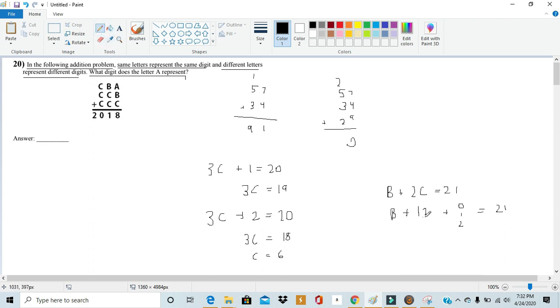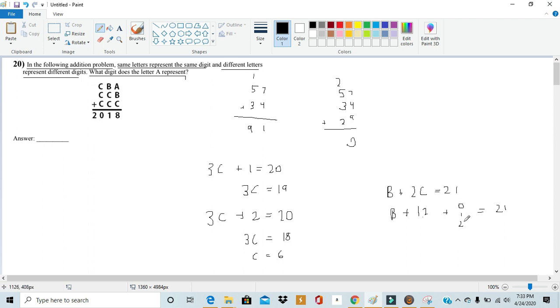So from there we can see a couple of things. If 0 gets carried over, that would mean b would have to equal 9, because 9 plus 12 plus 0 would give us 21. If 1 got carried over, that would mean b would have to equal 8, because 8 plus 12 plus 1 would equal 21.